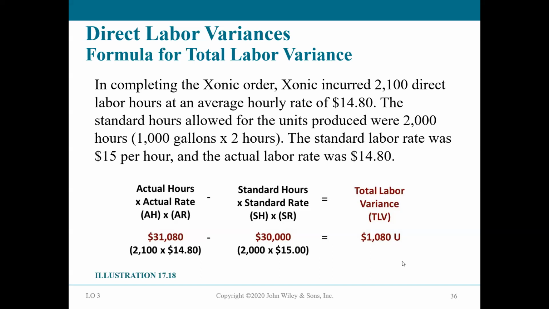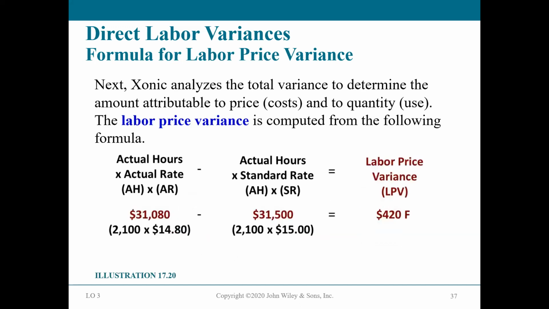Again, we can break it down between what we call price, or the hourly rate difference, and the quantity of the labor hours. So let's start with the price. We'll keep our actual hours the same, 2,100, and we'll look at the difference between the actual rate and the standard rate, 14.80 and $15. So we actually have a labor price variance of $420 favorable.